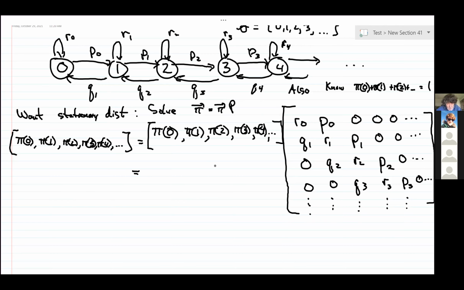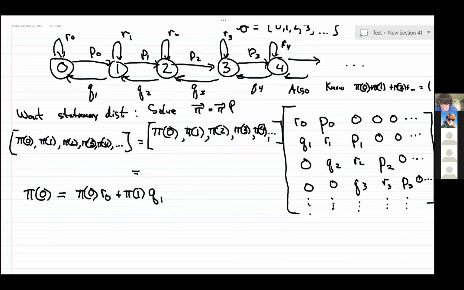Okay, so the first equation from this would be pi 0. And how do you get pi 0? You multiply this row vector by the column vector. But the column vector has zeros once you're past the second entry, so there's only 2 contributions. It would be pi 0 times r0 plus pi 1 times q1. And everything else disappears because you're multiplying by all these zeros here.